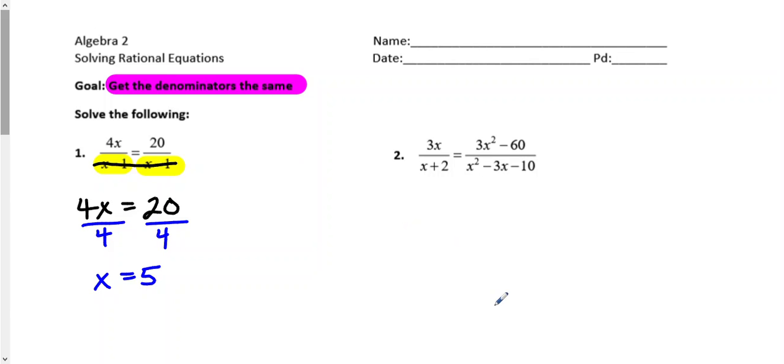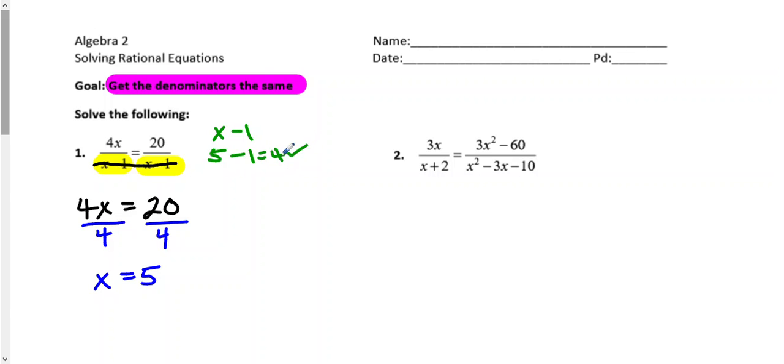Here's the most important step though, and here's where it becomes kind of Algebra 2. Our denominator was originally x minus 1. We need to take what we find x to be, so in this case 5, and plug it back in. So we get 5 minus 1, and 5 minus 1 is 4. So that means it's okay.